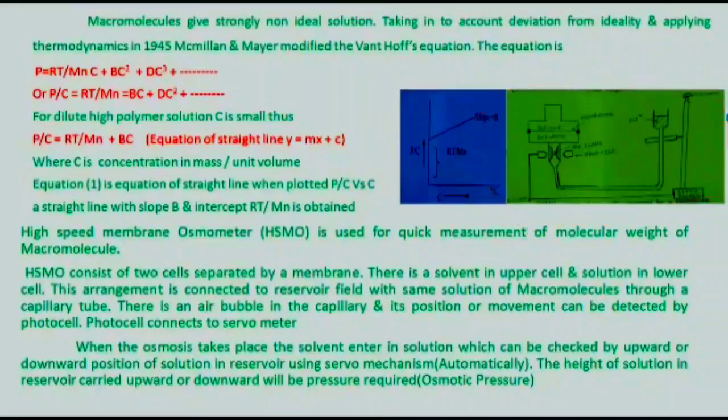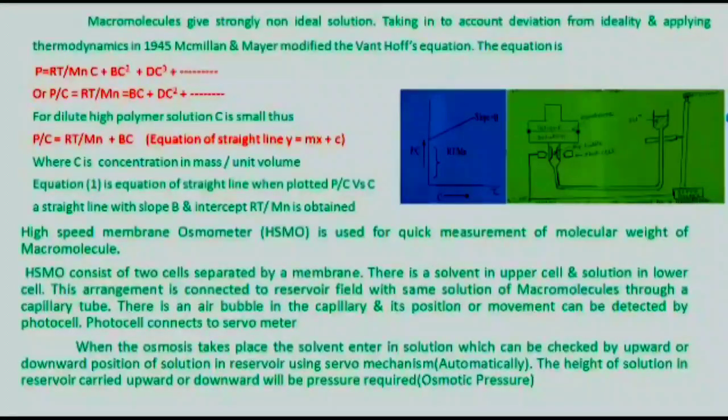High-speed membrane osmometer consists of two cells separated by membrane. There is solvent in upper cell and solution in lower cell. This arrangement is connected to reservoir filled with same solution of macromolecule through a capillary tube. There is an air bubble in capillary and its position or movement can be detected by photocell. Photocell connects to a servometer. When the osmosis takes place, the solvent enters into solution, which can be checked by upward or downward position of solution in reservoir using servo mechanism.